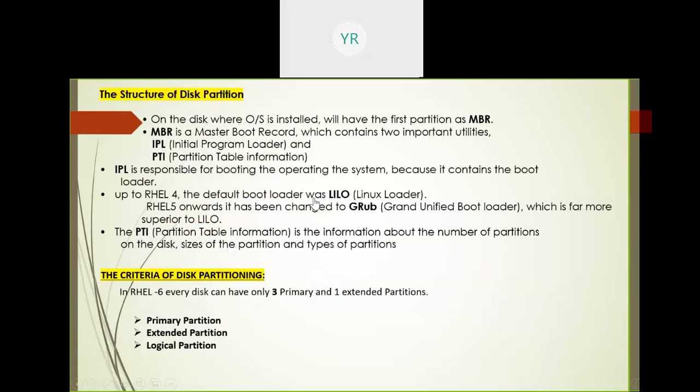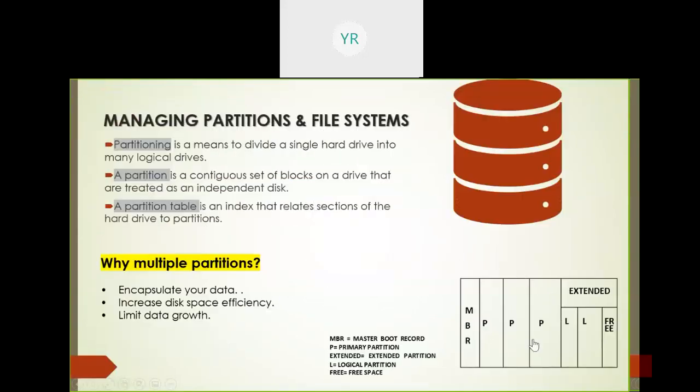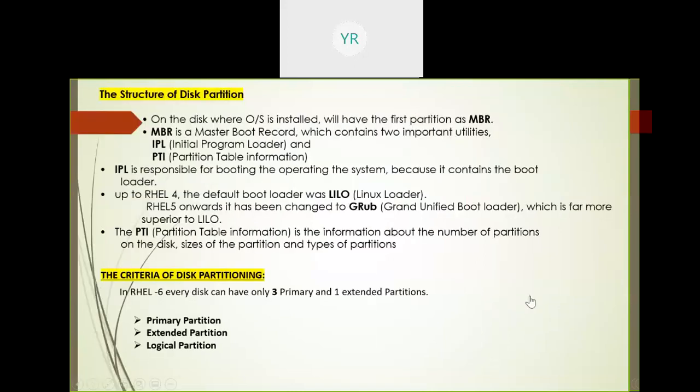One more thing: in Red Hat Linux 6, we have three primary partitions and one extended partition. Totally it must have only four partitions. Why four partitions? Do that work today and tell me tomorrow. Find that reason.